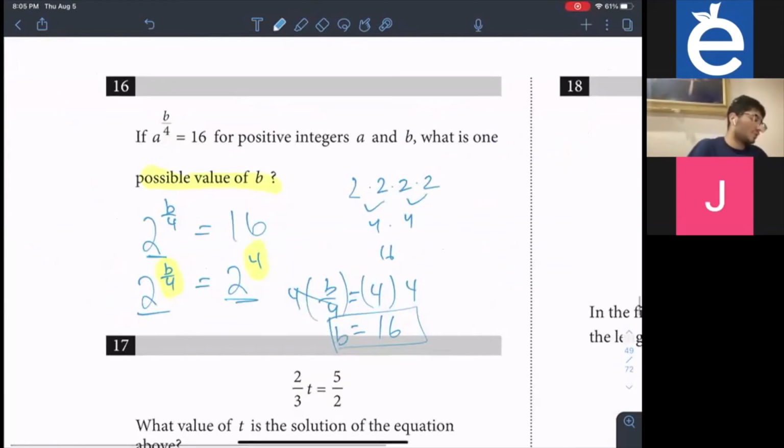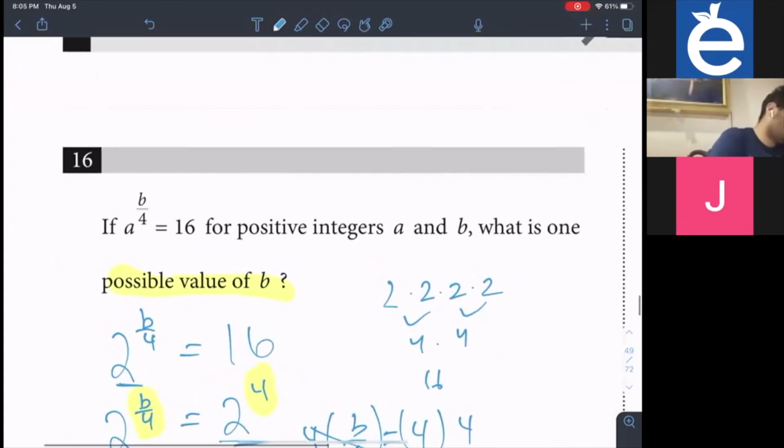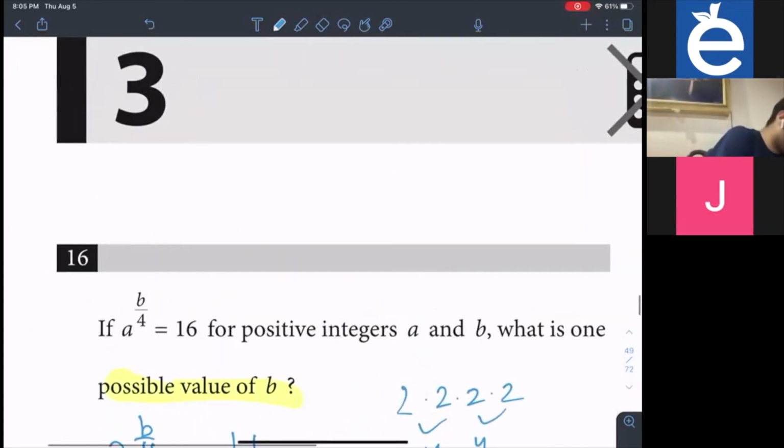So that's how you do question 16. You just basically pick a value and solve for b. And on the 16, you just make it into the same base on the left side. Let's try a different base for a. So let's say a is 4. 4 raised to the b over 4 is equal to 16. 4 raised to what power gives you 16?